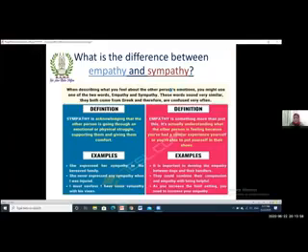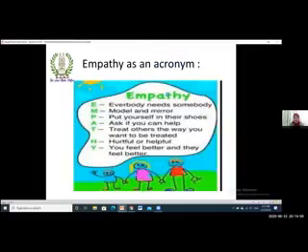Let's move to the next slide. Yes, empathy as an acronym. Some philosophers thought that empathy is an acronym of the initial letters of seven sentences that express empathy. E: everybody needs somebody. Yes, everybody needs somebody to support him, to listen to him and understand him.